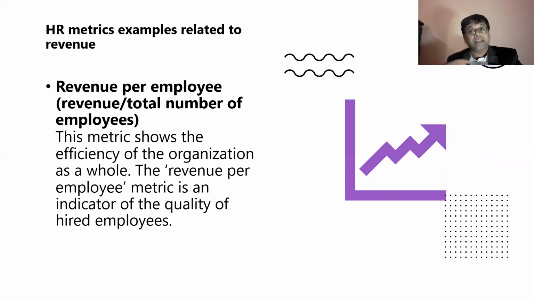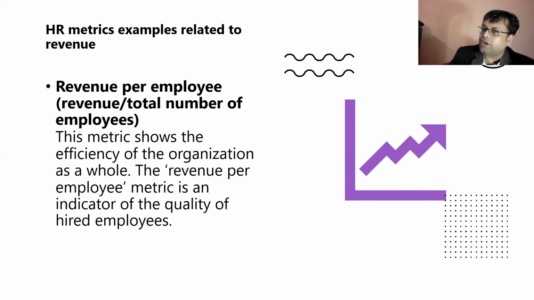Now we come to the next category that we are discussing. The next category is revenue per employee. Number one is revenue per employee: the total revenue generated and the total number of employees. Say you have generated 10,000 rupees revenue and there are 10 employees. So what is the revenue per employee? 1,000 rupees, right? With 100 employees, that means 100 rupees.